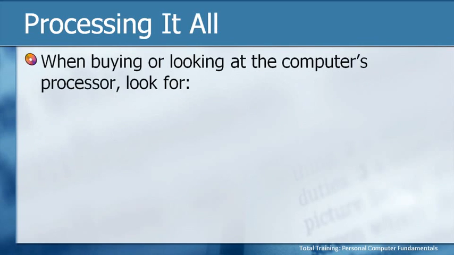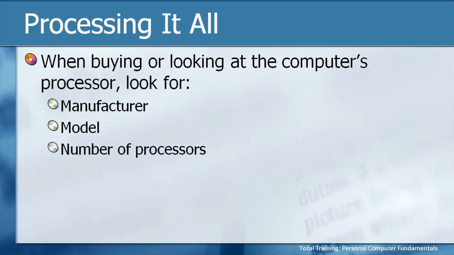When you're buying or looking at the computer's processor, you need to look for several things. First of all, who's the manufacturer? What's the model? How many processors does it actually have? Remember that single core, dual core, quad core we talked about. And then what is the actual processor speed?